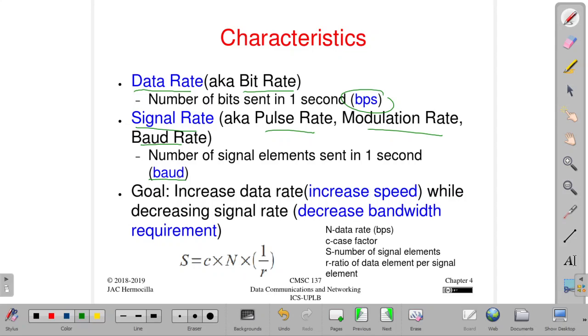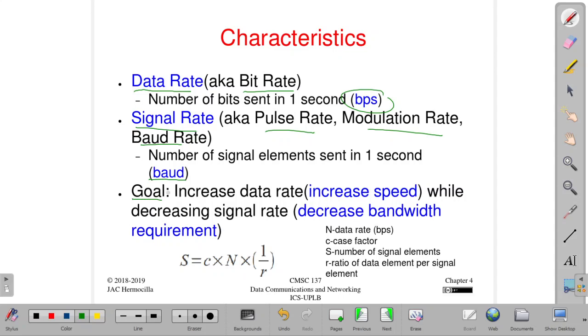So given these characteristics or these definitions, how do we use this to create the encoding techniques that we're going to use, to convert digital data to digital signal?